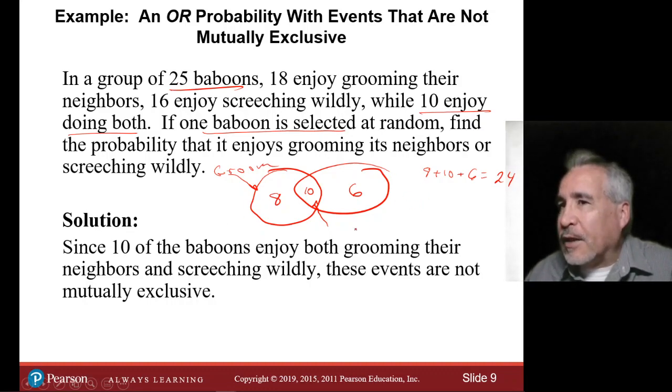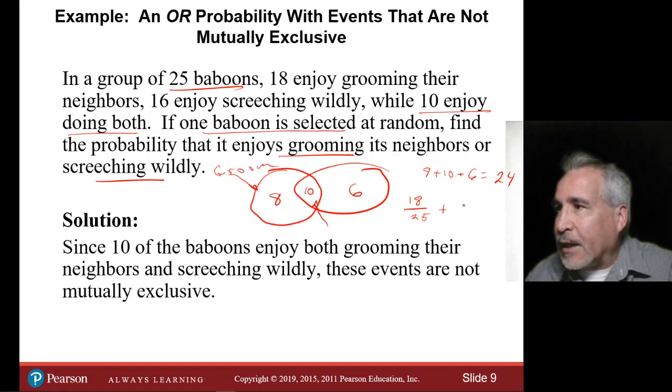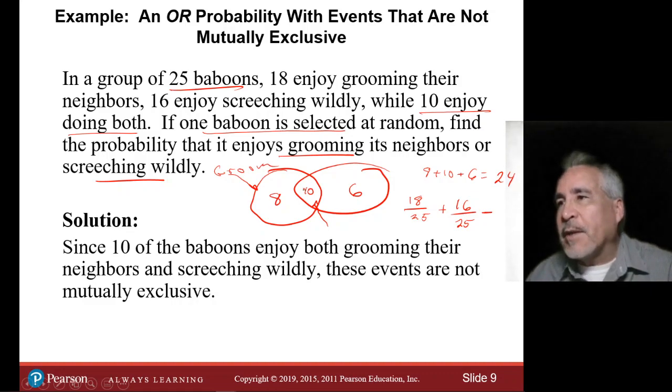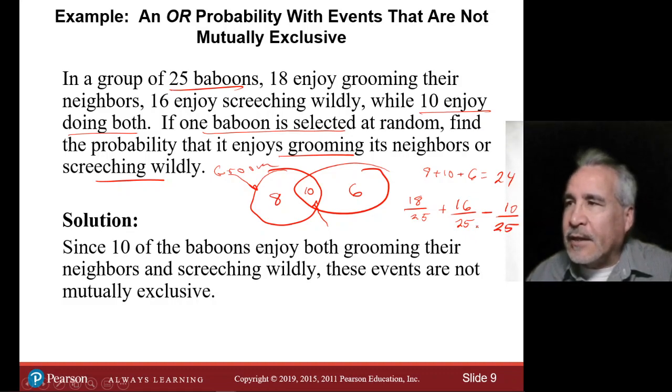But the way using the formulas is we're going to say, the ones that enjoy grooming would be 18 out of 25. We're going to add those that enjoy screeching wildly, which is 16 out of 25. And then we're going to subtract off the overlap, because we counted those 10 twice. We counted them here and here. So we subtract them off. You'll see how that does it.